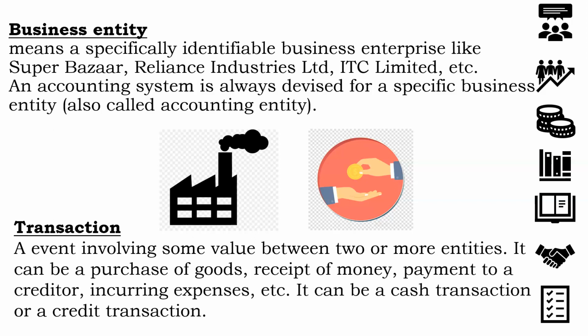Why? See, Reliance Industries Limited and ITC Limited are very vast business organizations. We all know about them. These are all identifiable business enterprises. Identifiable. Why do we use this term? Because they are all different from each other. They have a specific name for themselves. Reliance Industries Limited, known as RIL, and ITC Limited are two different organizations and they are identifiable. An accounting system is always prepared or devised for them to check the transactions that are taking place in that organization. So, that is the term for business entity.